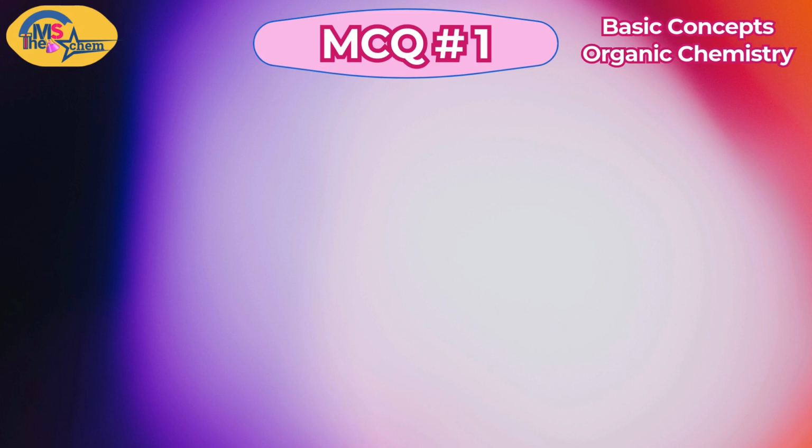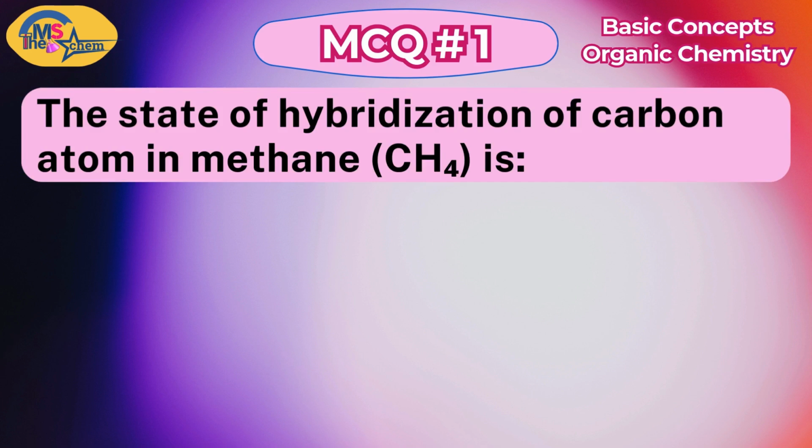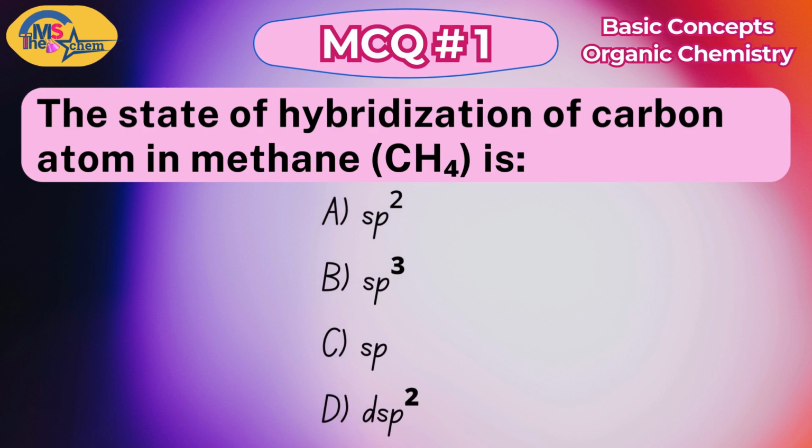The first question from basic concepts of organic chemistry is: the state of hybridization of carbon atom in methane is. Here are the four options given. Option A is sp2 hybridization, B sp3, C sp, and D dsp2. So which answer is the true?